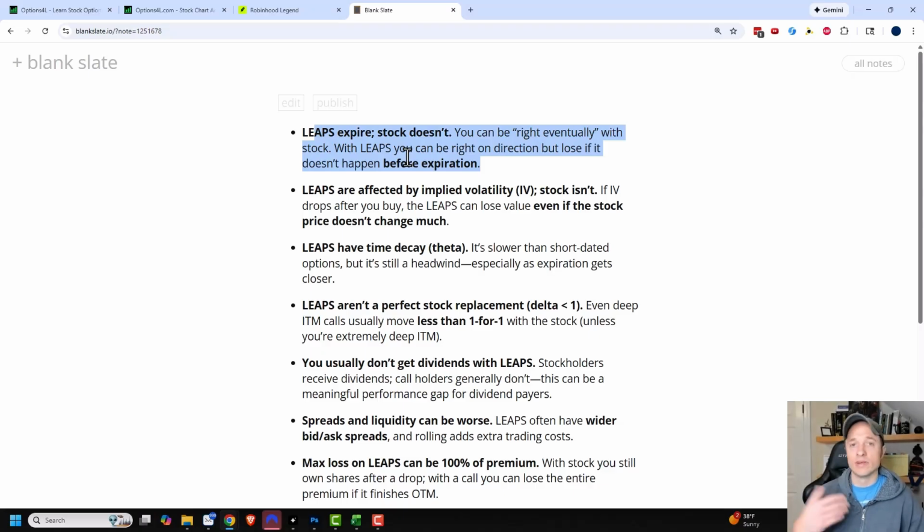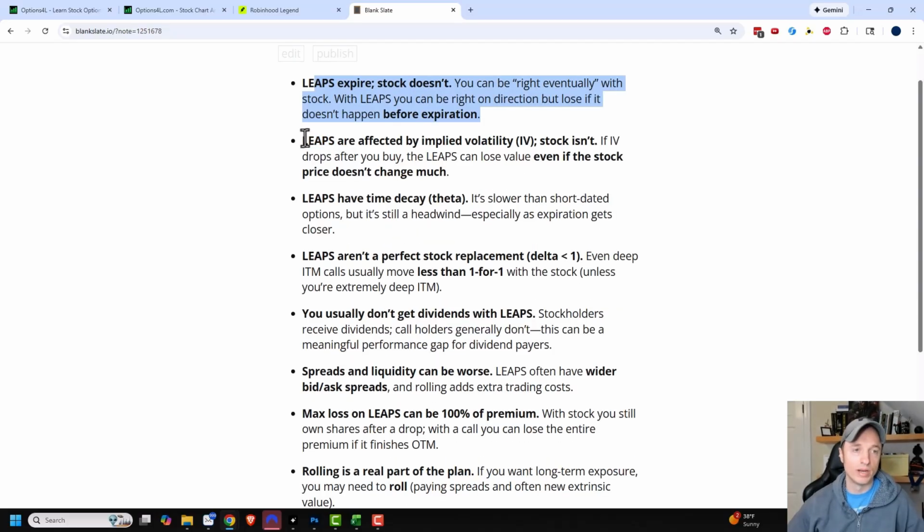But with LEAPS, or with options in general, there's the expiration date. So the movement that you're projecting to have happen needs to happen by that expiration date, or you could lose money. And so that's options 101 basically.